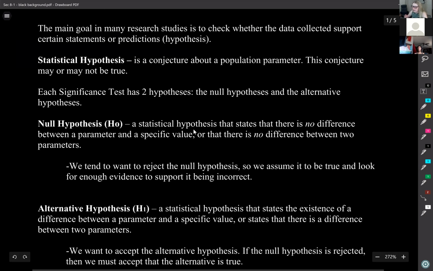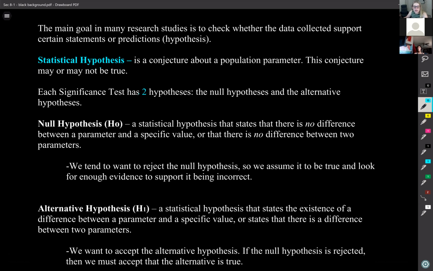Each significance test actually has 2 hypotheses. We have the null hypothesis and then the alternative hypothesis. So 2 types, which might be kind of weird and unfamiliar, but we're going to go into each of those a little bit. We're going to do a lot of practice with forming the null hypothesis and the alternative hypothesis. So hopefully after today, you should be pros at this.